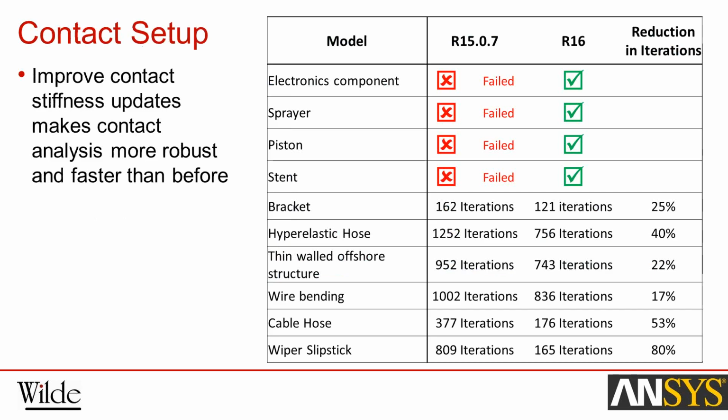In this release, there have been significant improvements into how the contact stiffness updates during the solution. This has led to faster and more robust solutions. As can be seen in the table, version 16 shows a significant reduction in solution time compared to version 15. If we take the bracket case, for example, initially in version 15 this took 162 iterations. In version 16 this now only takes 121 iterations. And we've also found that in some cases, where version 15 was unable to obtain a solution, version 16 is able to converge and provide us with a result.